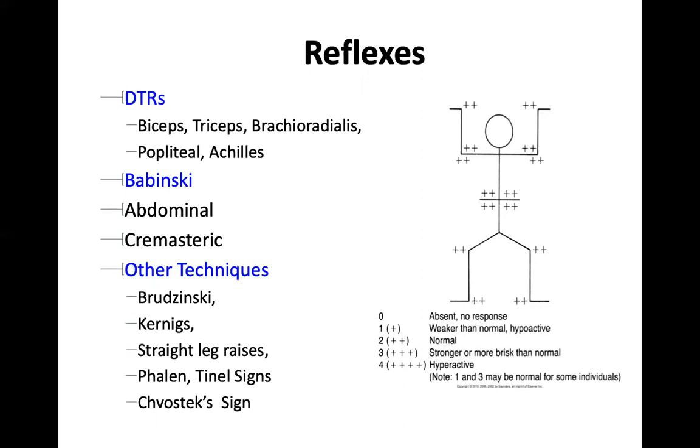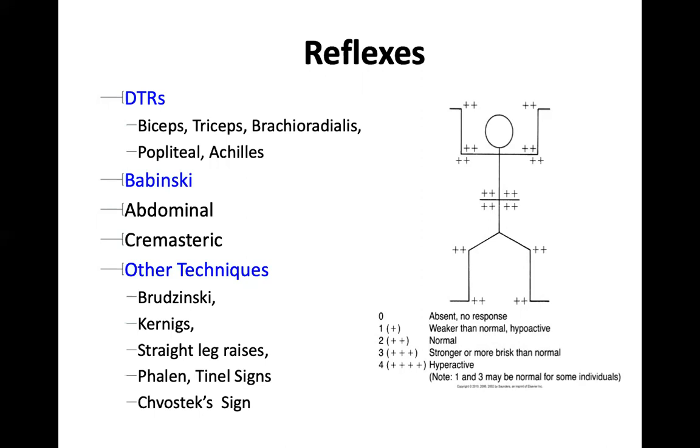Okay, so some of the others, abdominal and cremasteric, I don't do them very often. I don't think they're very reliable. I do look at Brudzinski's and Kernig's, and I do those as a matter of looking for signs of meningeal irritation. So if I'm thinking that maybe somebody has meningitis, those would be positive. Straight leg raises, I already discussed, gives you some back pain.